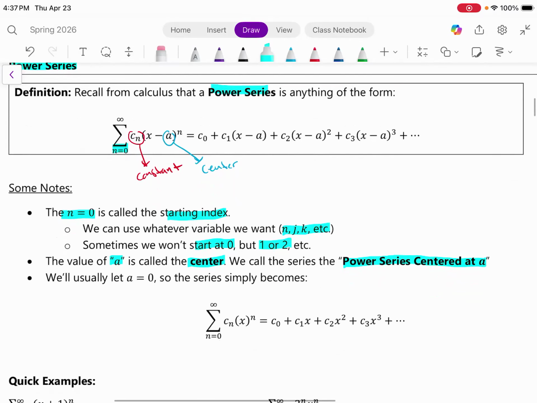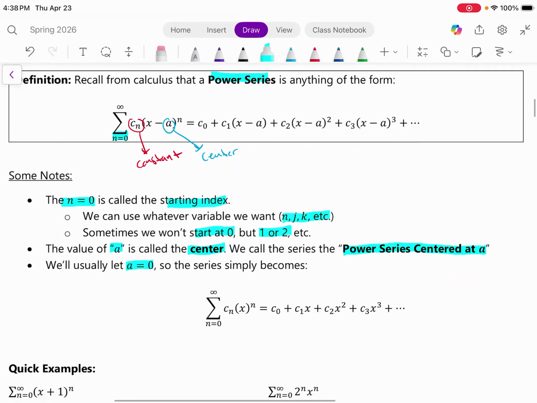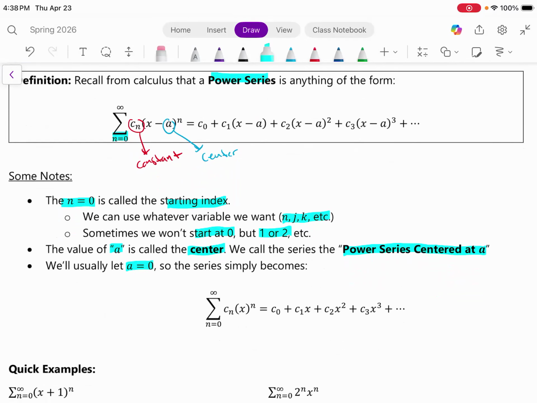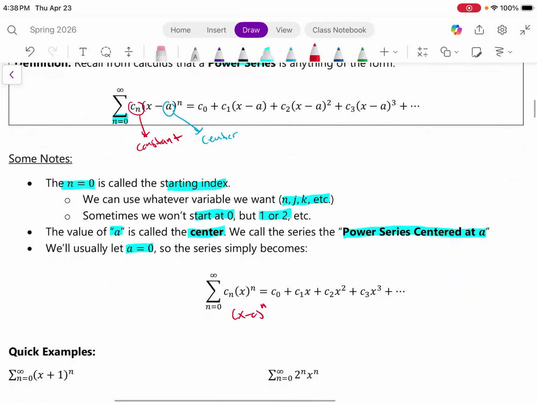In this introductory differential equations course, we'll usually let a equal 0 in these problems. So the series is just c sub n x to the n. Think about it like x minus 0 raised to the n, but we don't need to write minus 0 because it's just going to be x anyway. So we typically let a equal 0, so that just becomes c n x to the n. The center is 0.